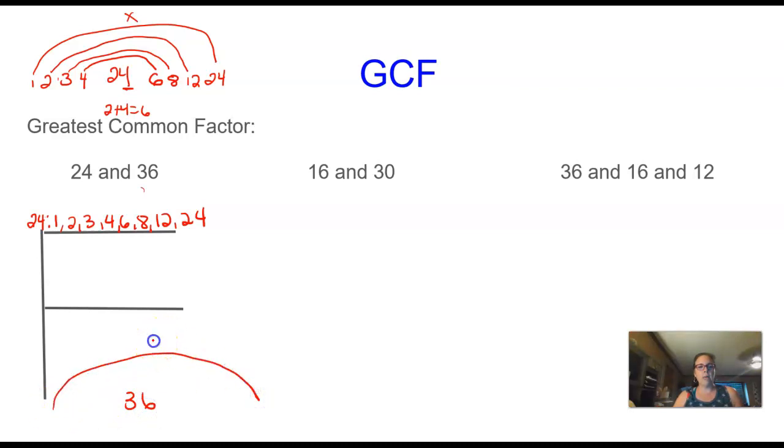So 1, we always start with 1. 1 and 36. It is even, so we know 2 will go into it. 2 times what gives me 36? If you're not sure, then divide 36 by 2 or count by 2s, however you can get there. Okay, that's actually going to be 18.